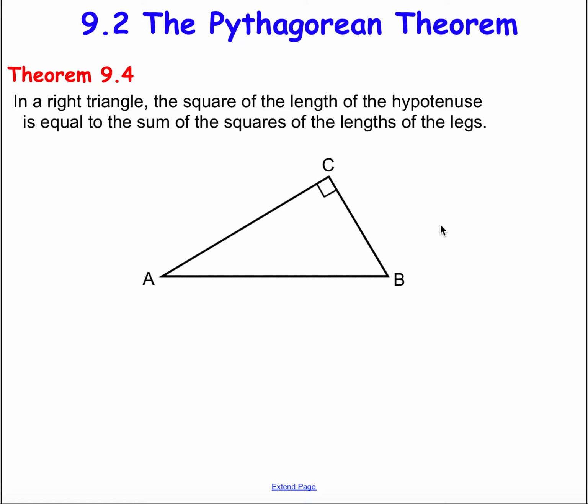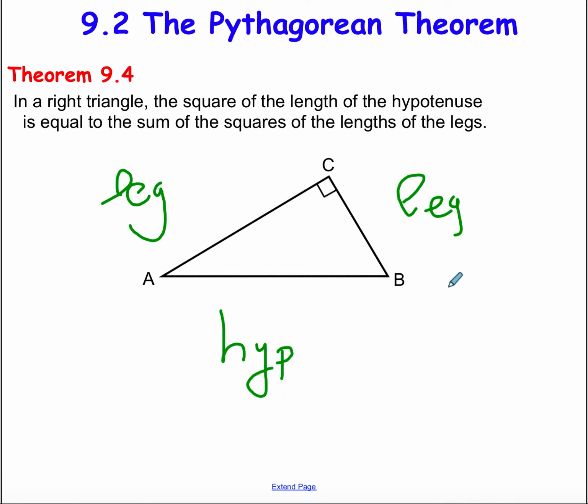So the Pythagorean Theorem, which on your theorem sheet, of course, is Theorem 9.4, says in a right triangle, the square of the length of the hypotenuse is equal to the sum of the squares of the lengths of the legs. Now, remember from our last lesson, this is a leg, this is a leg, and this is the hypotenuse. There's two easy ways to pick out the hypotenuse. One is, most oftentimes in a right triangle, it'll just look like the longest side. The other one is that it's always the side across from the right triangle.